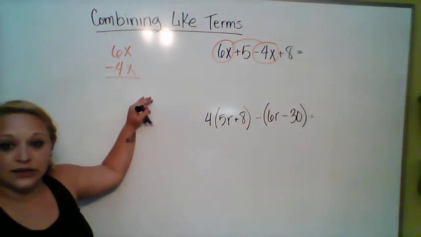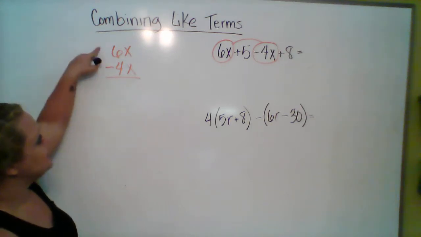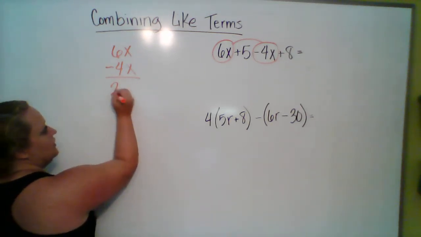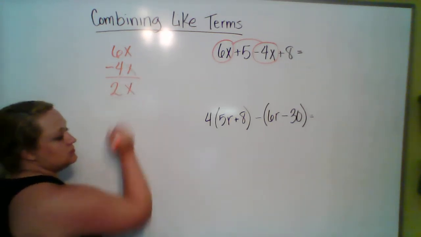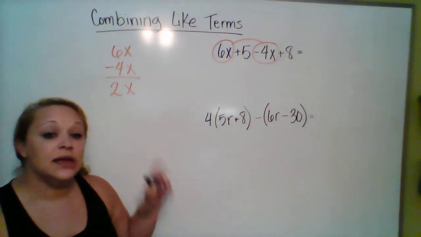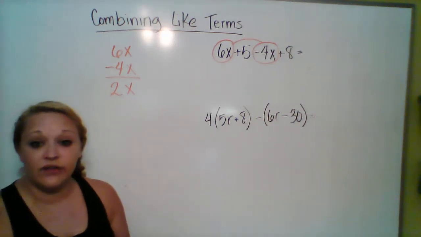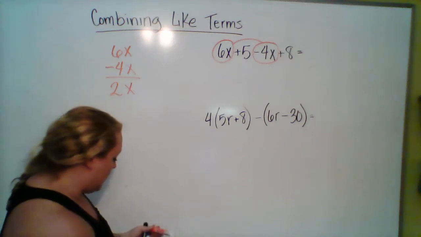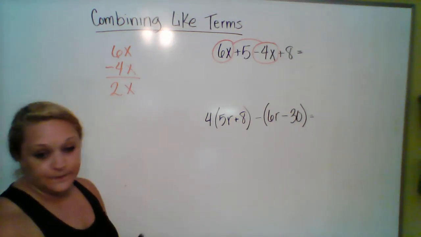Now again, we all know how to do this. 6 minus 4 is just 2. And then the x's come straight down. Okay, so we did those. But I notice there's still numbers over there to combine. Bella, what can I combine?